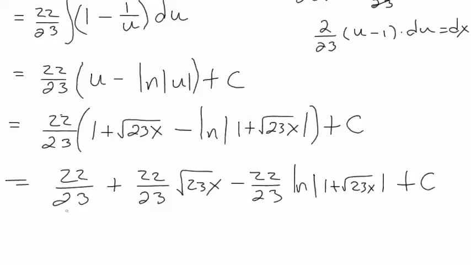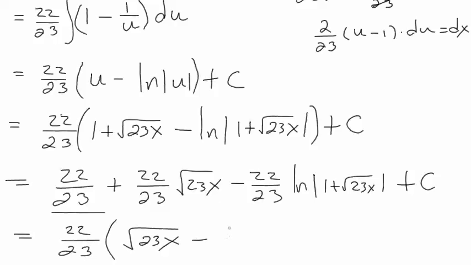But what happens here is you see this, we can take this number, since it's just a constant, and join it with this c right here. Okay. Now I'm going to go back and just factor out the 2 over the 23, so it looks just like what we got on the web page. So 23x minus the natural log of the absolute value of 1 plus the square root of 23x.